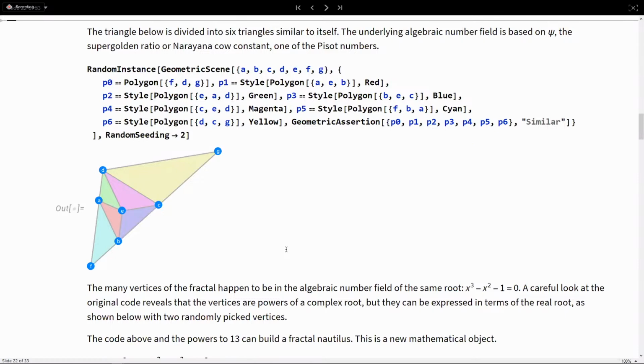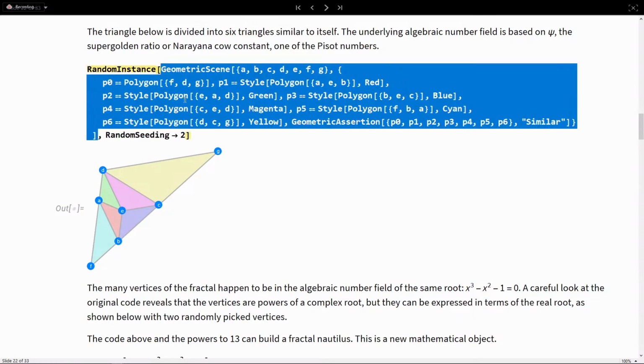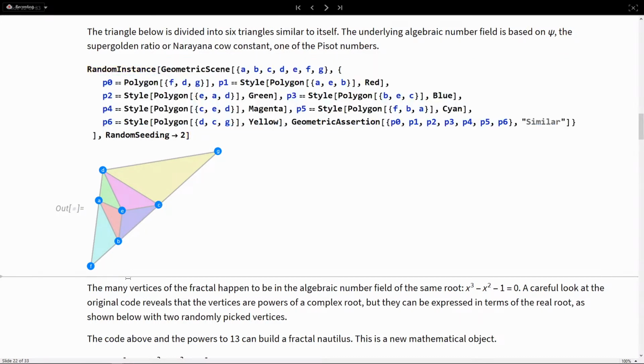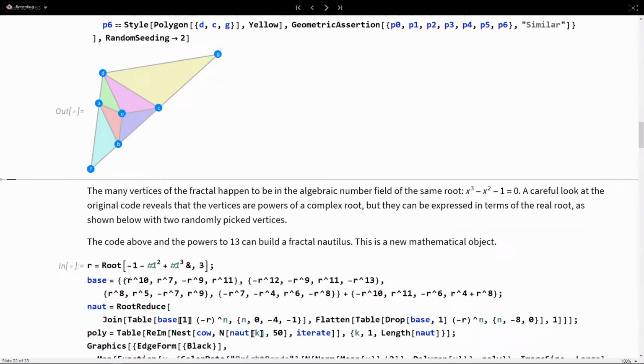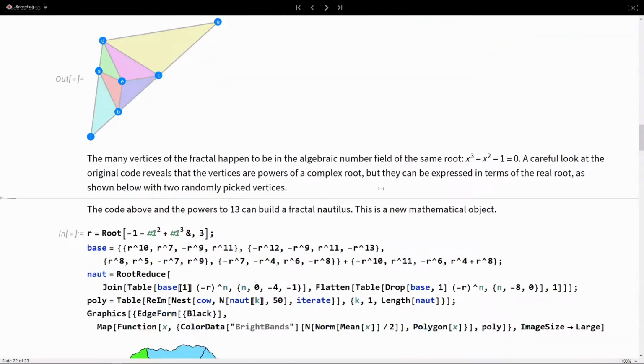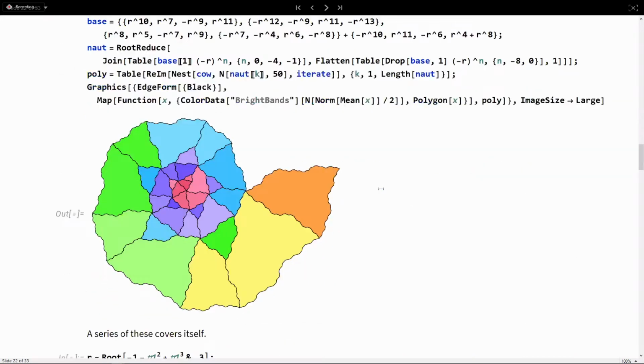Here's a way of coming up with a triangle dissection where you have one triangle divided into similar copies of itself. We can use geometric scene and random instance to basically solve this, and all the vertices here are based on the super golden ratio, or psi. And when you expand this out further, you can basically build a fractal nautilus, as shown here.